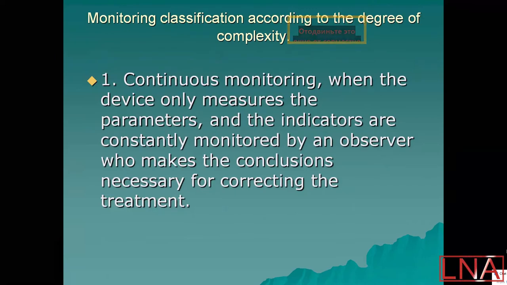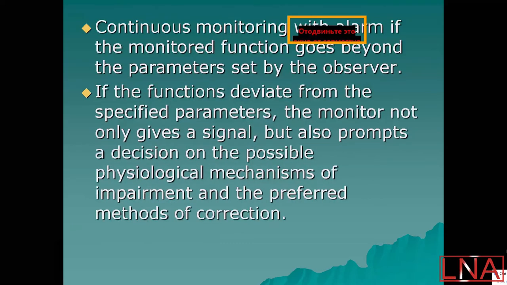Continuous monitoring when the device only measures the parameters, and indicators are constantly monitored by an observer who makes the conclusions necessary for correcting the treatment. Continuous monitoring with alarm: the monitored function goes beyond the parameters set by the observer.